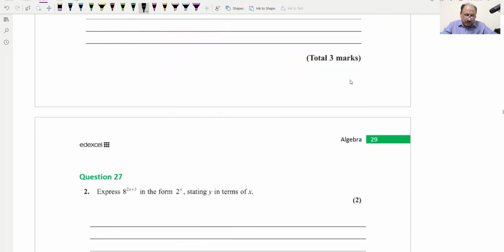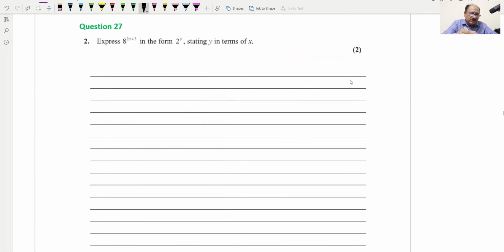Now we can move to the next question, question number 27 of the topic wise file, and question number 2 of the past paper. And this is 2 mark question. We'll have to express this in the form of 2 raised to the power y, stating y in terms of x.